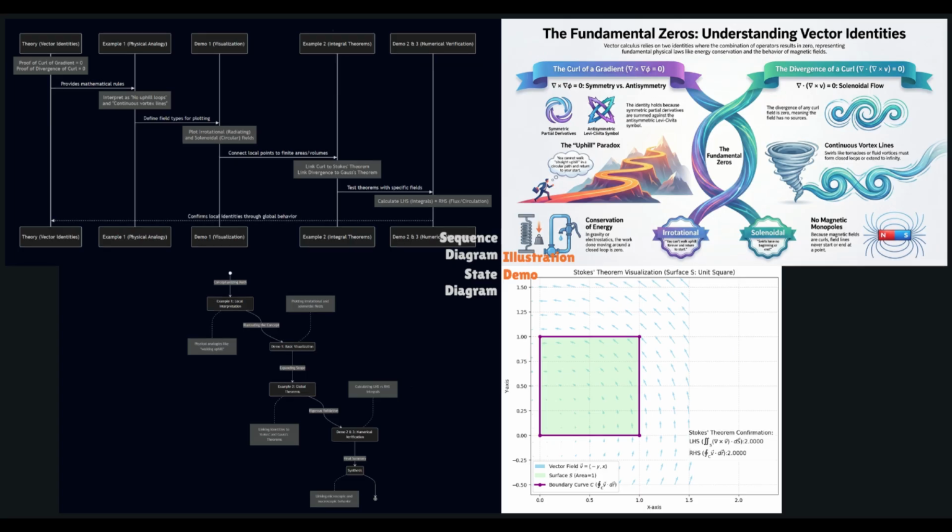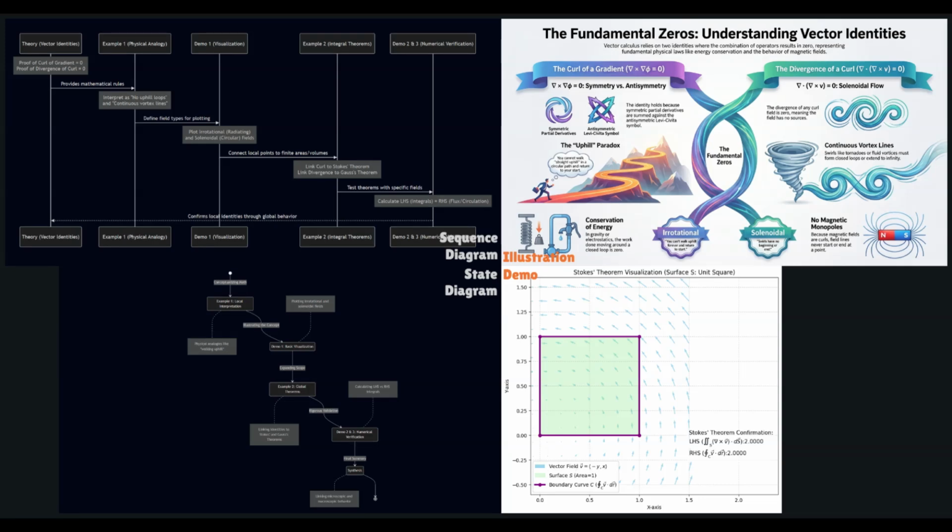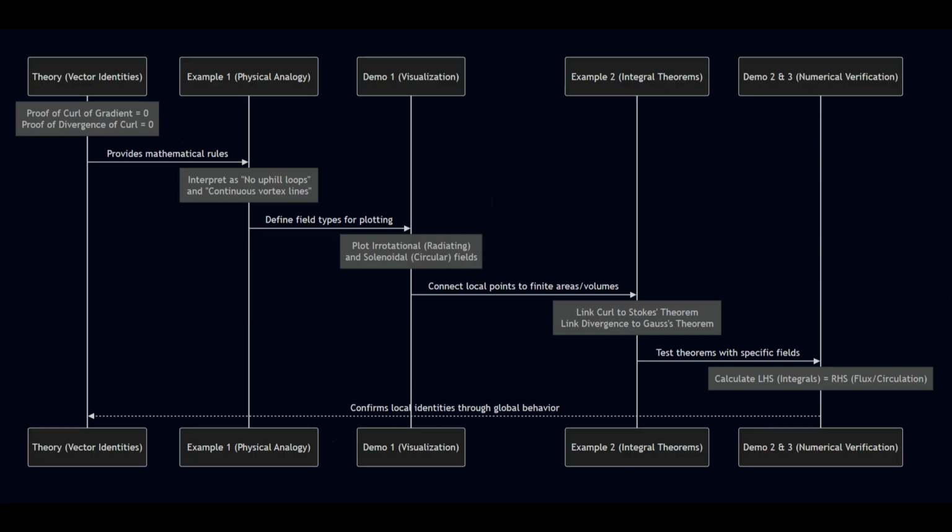Similarly, other identities are interpreted as the net flow logic, where swirly motions are seen as continuous loops that have no beginning or end, much like the path of magnetic field lines.